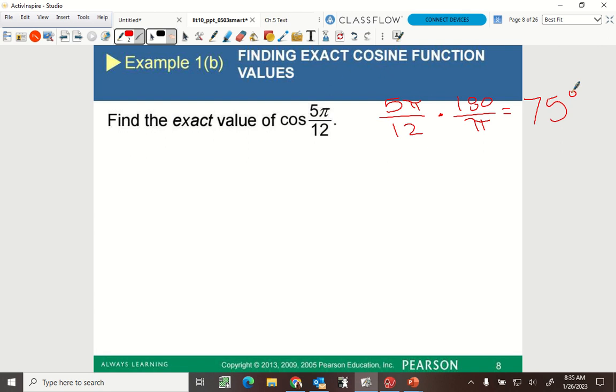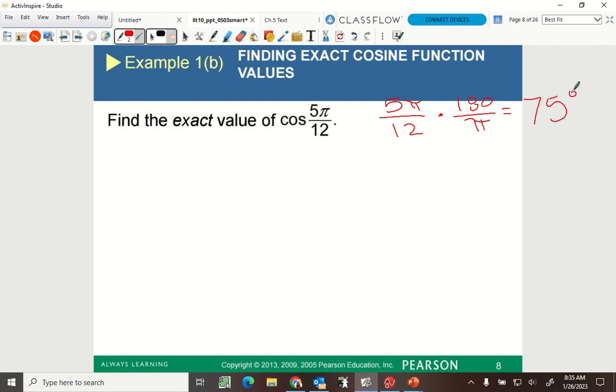135 minus 60. Would that work? Yeah, 135 minus 60 would work. Or you could just do 45 and 30. Does that work? Yeah. Are you guys seeing what we're doing? So you could use anything for this.